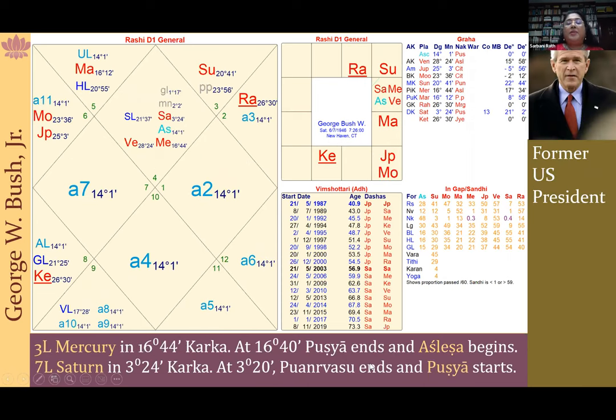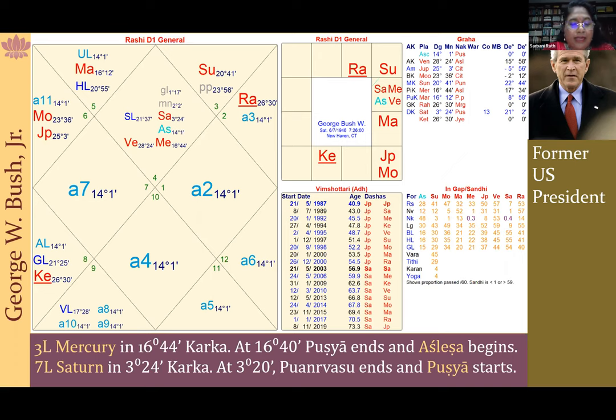Now, I'm going to end with the horoscope of George W. Bush Jr. Everybody knows about George W. Bush. What is very interesting about this chart is that people usually say it was largely a non-eventful life. You will not get people criticizing or talking about any kind of controversies that he may have had. So it's very interesting to know that he has two Nakshatra Sandhis: one is Mercury and one is Saturn. Mercury is the third lord and Saturn is the seventh lord.